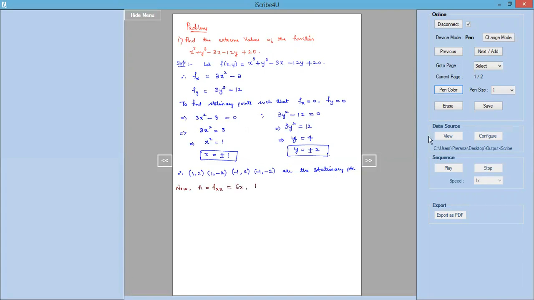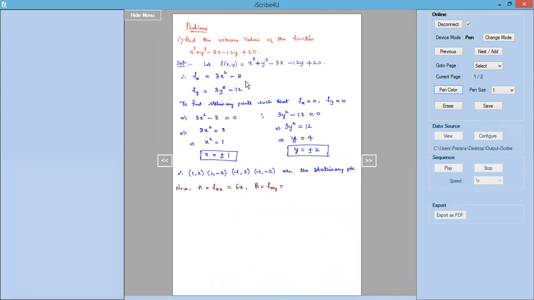Similarly, capital B is fxy. If we differentiate fx partially with respect to y, we can obtain fxy, or vice versa also can be done. We have fy is equal to 3y square minus 12. If we differentiate this one with respect to x, we can obtain fxy. We recall the property that fxy is always equal to fyx. So either we can differentiate x term with respect to y or y term with respect to x. So this gives us 0.